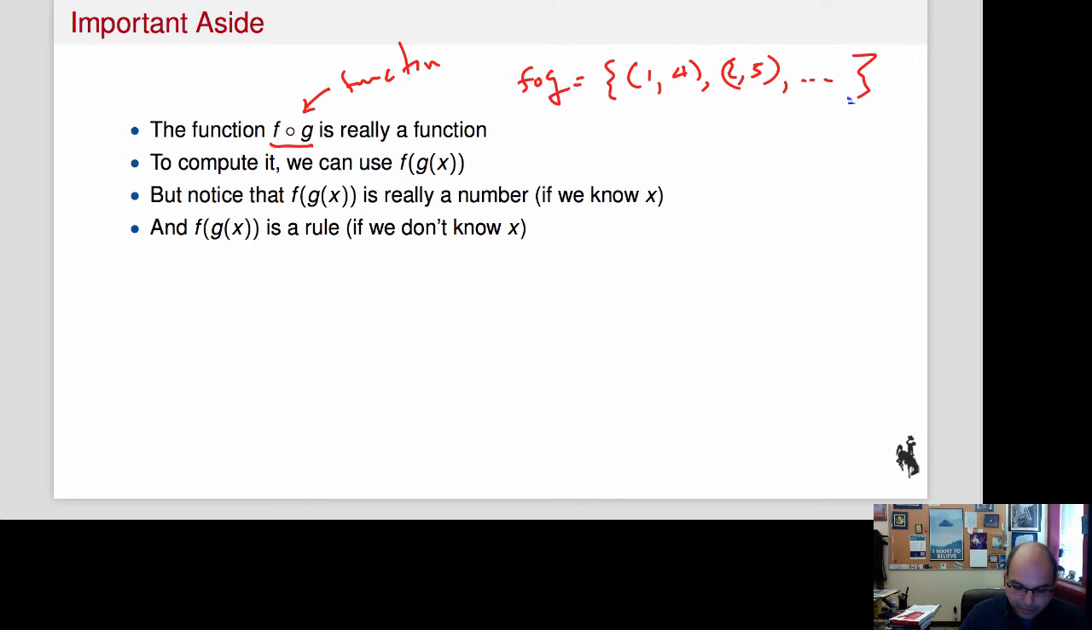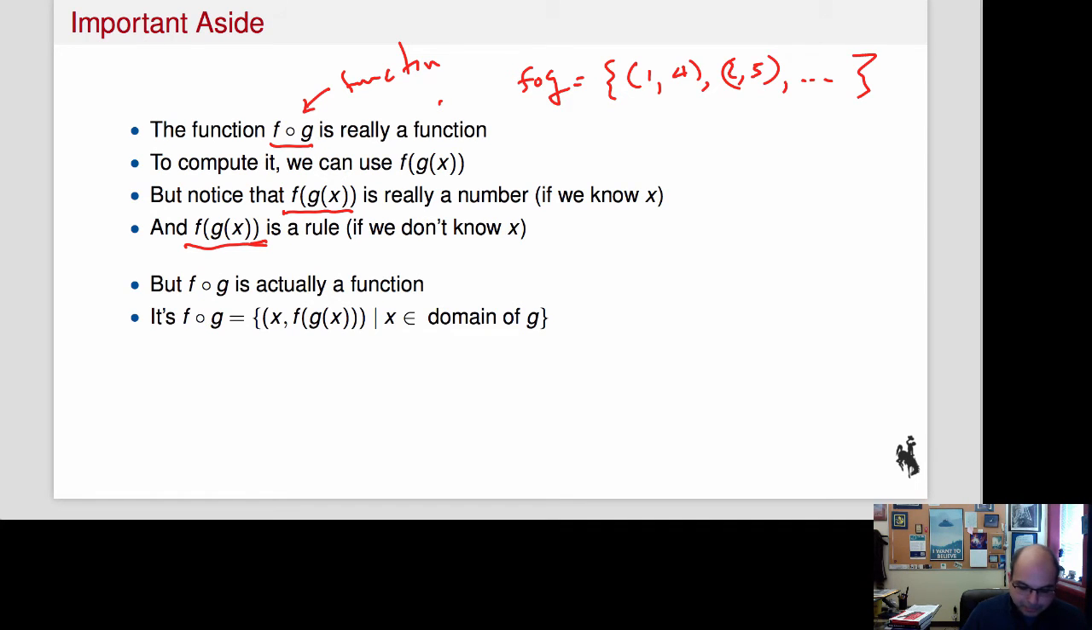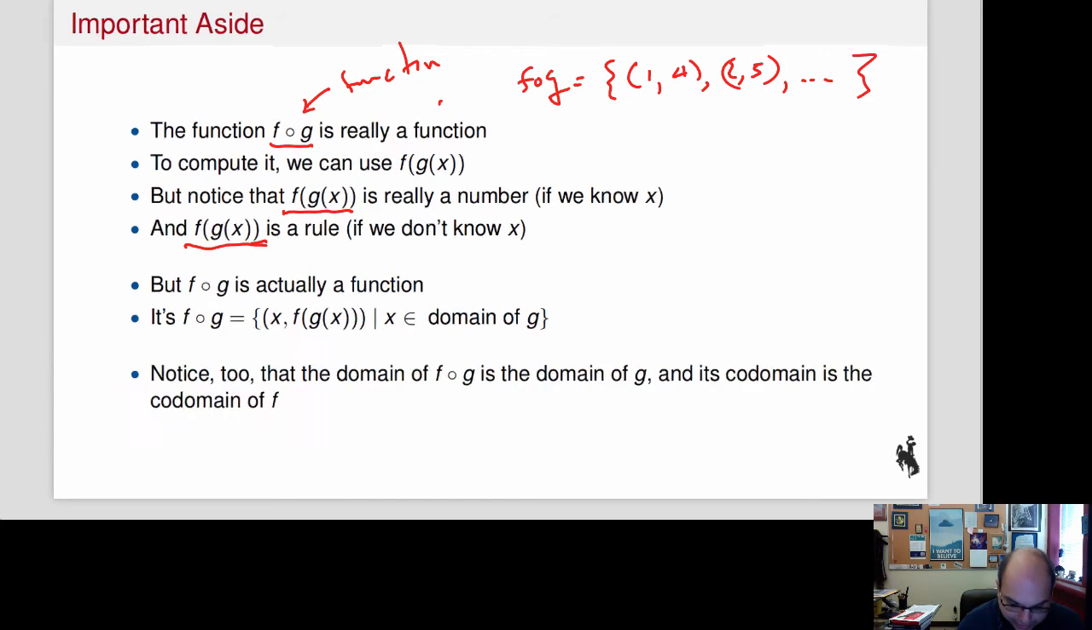On the other hand, when I write f of g of x, what I actually have is a number if x is known. So f of g of 3, well, that's some number. If x is a variable, if we don't know what x is, then f of g of x is actually a rule which says how to compute f composition g, or f circle g. So make sure that you realize that some of these are functions and some of these are numbers. And here actually is how I would write that, so I could spread it out as a set.